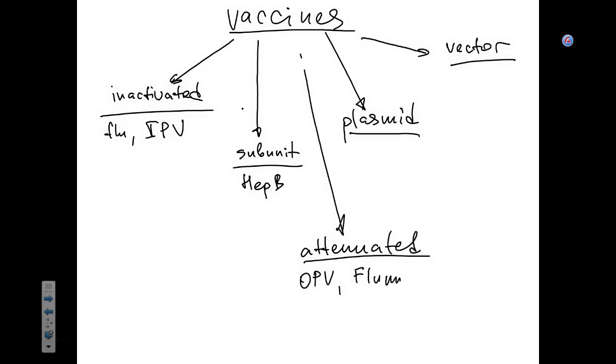Flu mist. MMR. Yellow fever. 17D strain. Okay. There are advantages and disadvantages of each, and we're going to chat about vaccines.